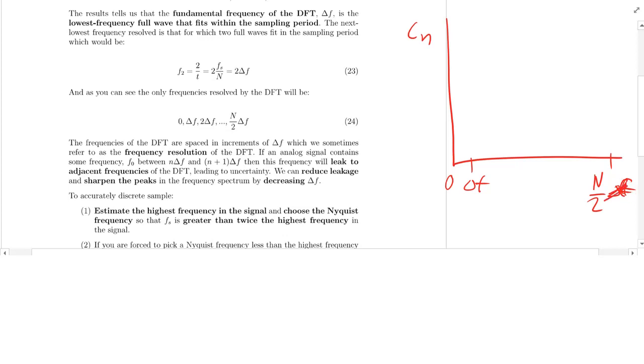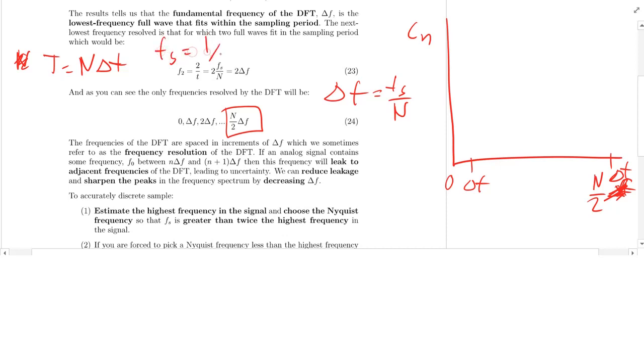Excuse my horrible handwriting. You all know that's why I have LaTeX right over here. That's what I'm trying to draw there. So we know that delta F is equal to what? Our Fs over N, correct? We've shown that previously in this lecture. It's really good to write these out as many times as possible. So we know that our period is going to be N times delta T. We know that our sampling frequency is 1 over delta T. So if we flip that, we know our delta F is always 1 over T, which is equal to 1 over N delta T, which is equal to this parameter right here.